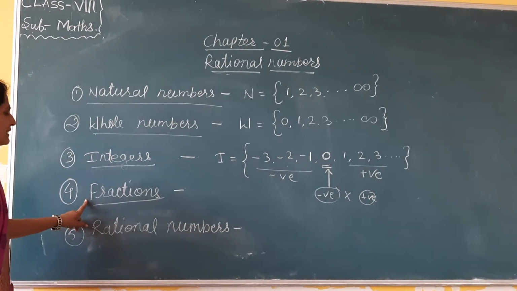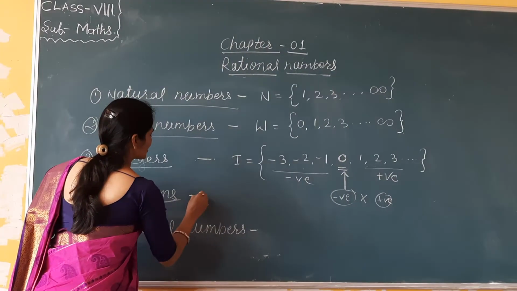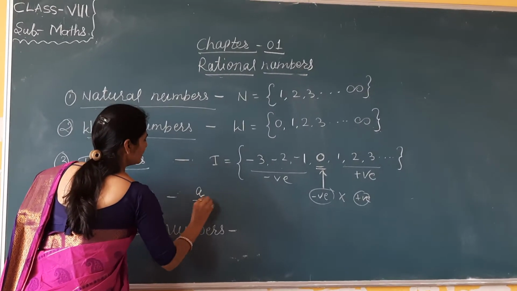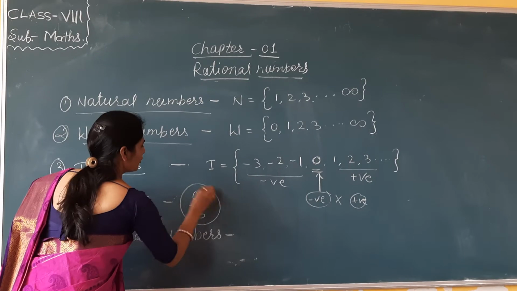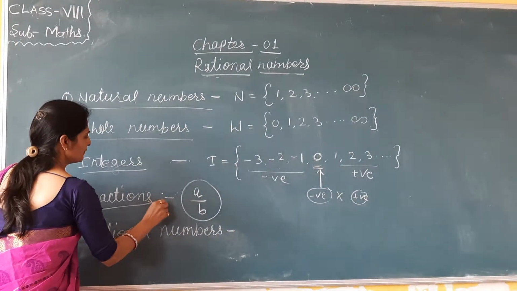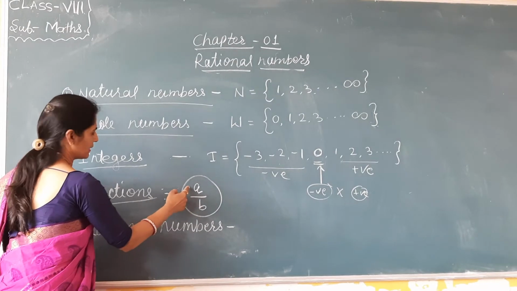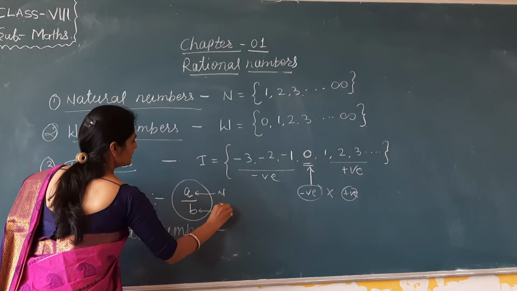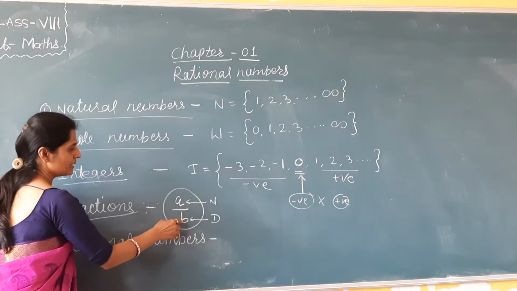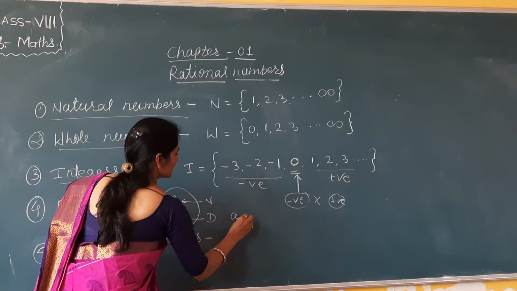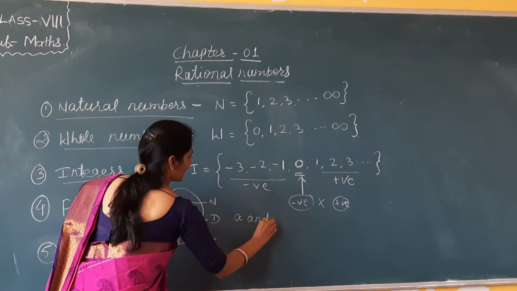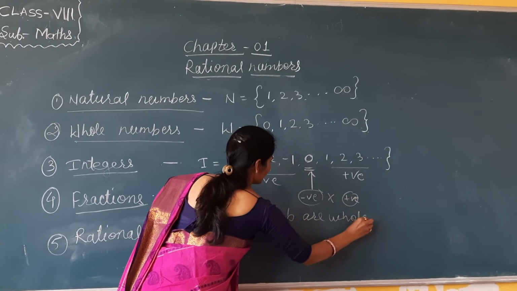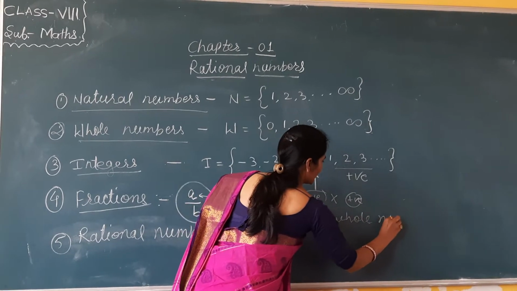Now next numbers are fractions. Fractions are the numbers which are in the form of a upon b. We call this type of numbers fractions. Now here a is in numerator and b is in denominator, where a and b are whole numbers.